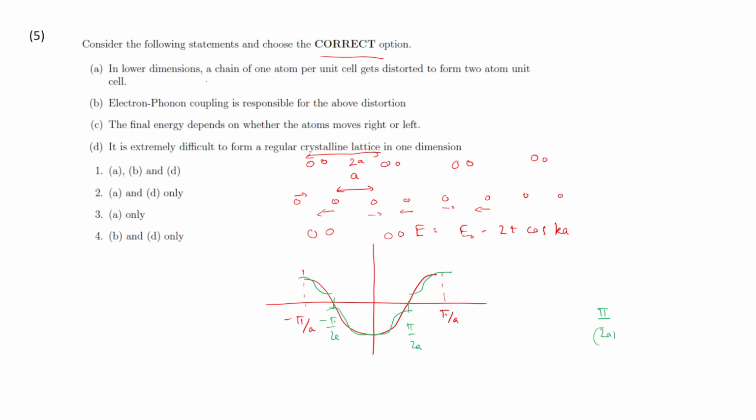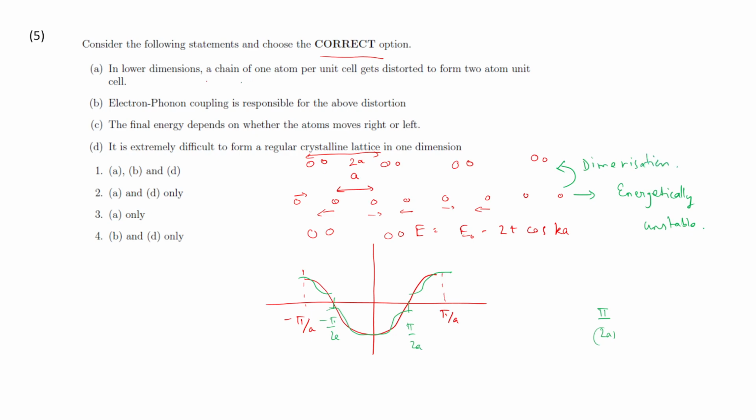Since the energy is decreasing when these two are coming together, we say that this particular configuration is more stable. Means this dimer configuration is more stable than the monomer configuration. So this thing is energetically unstable, and it should spontaneously change to this dimerization, this dimer structure.